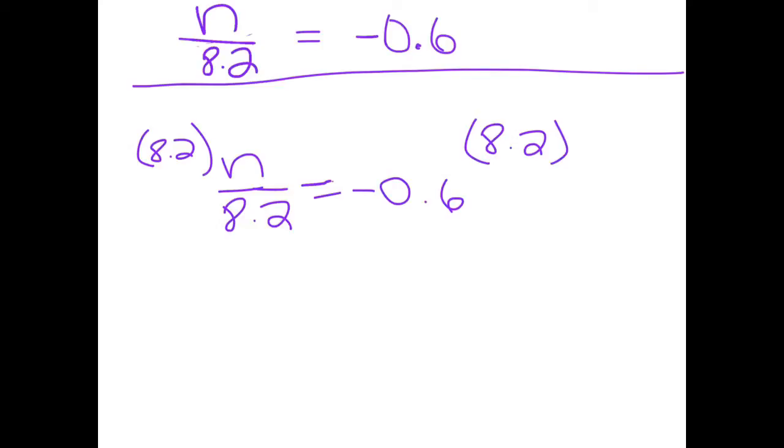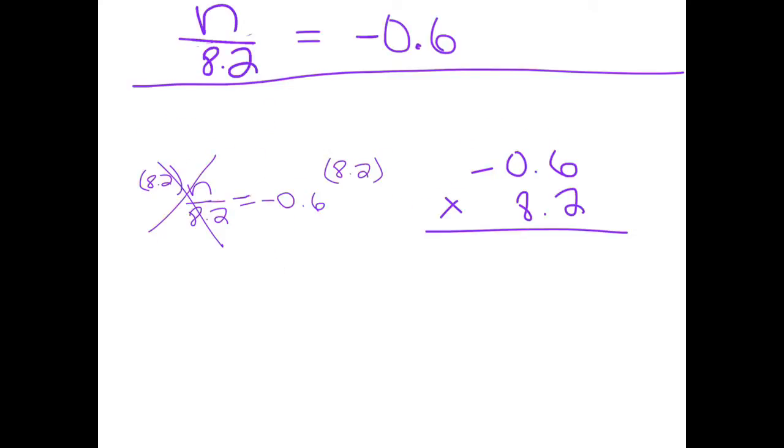Since multiplication and division are opposites, this cancels out, and we need to multiply negative 0 6/10 times 8 2/10. So we write our multiplication problem and solve. So 6 times 2 is 12, 2 times 0 is 0, plus 1 is 1.